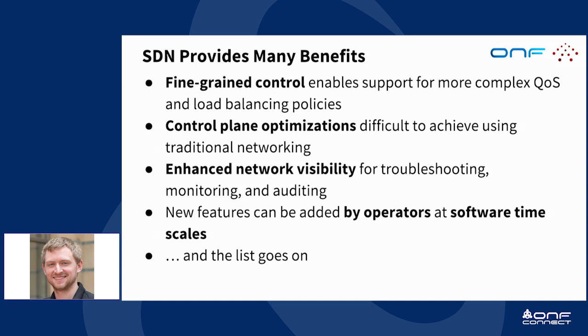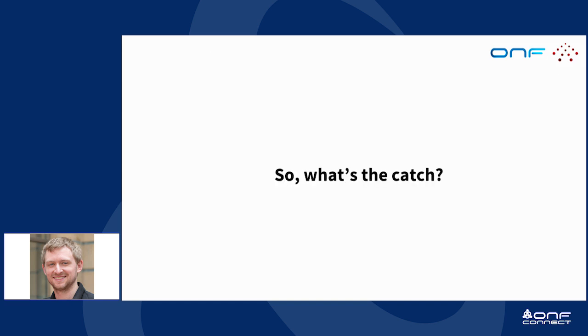So you can balance this velocity, being able to add new things in software, with the availability requirements that your network needs. I won't spend too much more time on this, but hopefully this point is clear and motivated. So what's the catch? Why don't we see SDN across every network today?